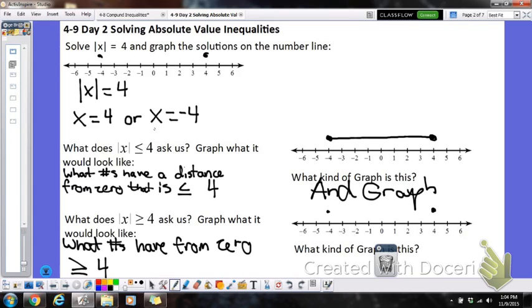Now, to show where the numbers that have a distance greater than 4 are, this time we're going to shade to the left of negative 4, because those numbers, the negative 10, the negative 6, and negative 5, are all farther away from 0 than negative 4. And also we look at 4, we want to shade to the right of that because those numbers, the 5, 6, the 20, stuff like that, are going to have a distance from 0 greater than 4. And if we notice, we can look at what kind of graph this is, and we can tell that it is an OR graph.